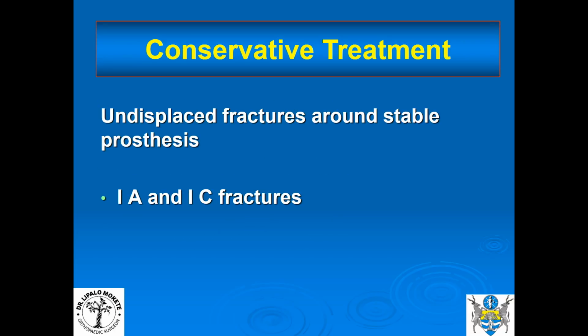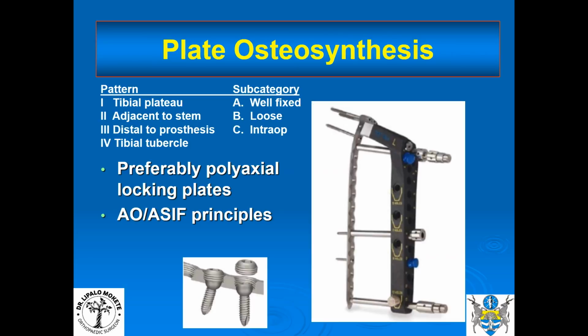Conservative treatment is appropriate in undisplaced fractures around a stable prosthesis, so your 1A and 1C fractures. Plate osteosynthesis would be used in those fractures where the prosthesis is stable. Preferably, you want to use a polyaxial locking plate, because polyaxial locking will allow you to aim the screw to avoid the prosthesis, while at the same time using the concepts of locking screws.